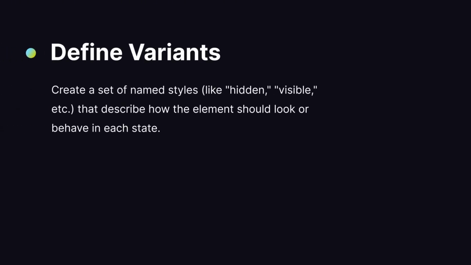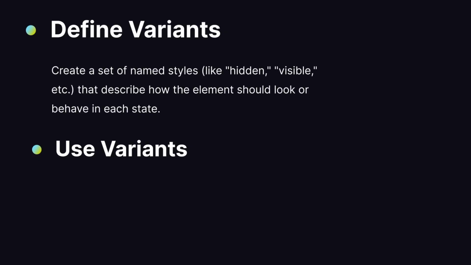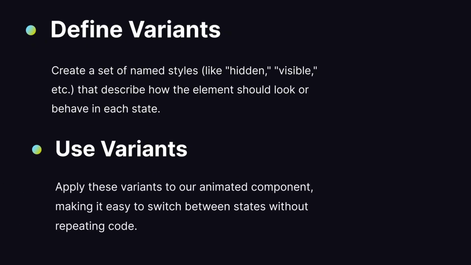So we can just create a set of names like hidden, visible, or basically you can give it any name that you prefer. They describe how the element should look or behave in each state, something which we are going to be seeing in a few seconds. Then we have to use them. So we can apply these variants to our animated component, making it easy to switch between states without repeating our code. So that's just the theory of what variants are, but now let's get into the coding, then you will get to know what I'm talking about.